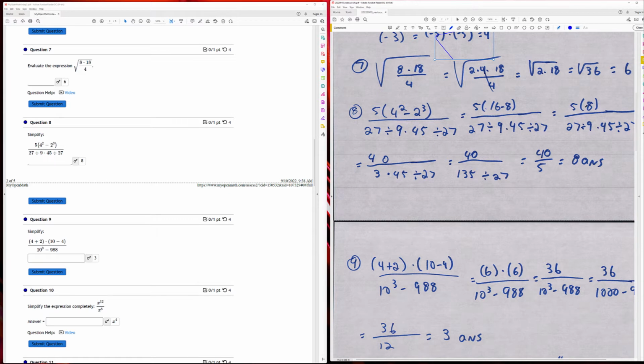So I have 5 times 8. In my numerator, 5 times 8 is 40. And I start working on the denominator. 27 divided by 9 is 3. And then 3 times 45, which is 135. So I have 135 divided by 27, which is 5. And 40 divided by 5 is 8. That's the answer there.